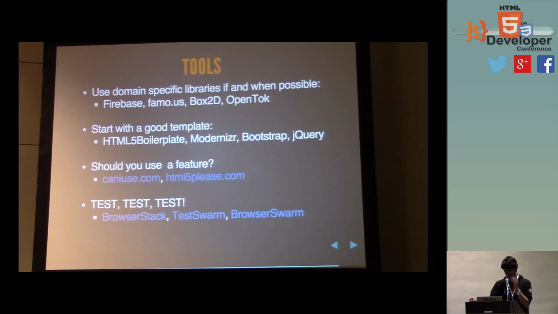And then when you're trying to evaluate whether or not to use a certain feature, I covered some of them, but definitely didn't cover all of them. There's lots and lots of things that browsers are working on right now. So I recommend these websites, caniuse.com and html5please.com, really good resources to check the current state of the world as far as any particular API is concerned.